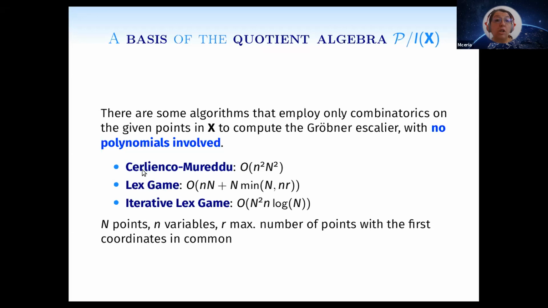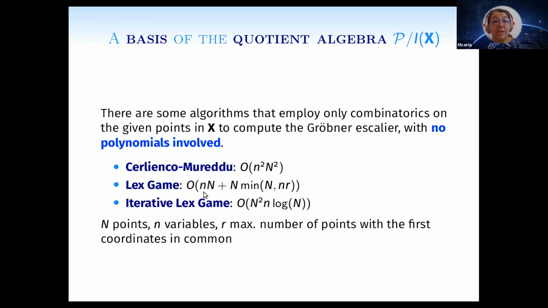The first algorithm doing that is an algorithm developed by Cerlienco and Mureddu, two Italian mathematicians. And this is the complexity, where you have a small n representing, as usual, the variables and big N representing the points. Well, this algorithm has a good point. It is iterative on the points, but the bad point is that it's not so efficient. I mean, the complexity is not the best we can achieve.